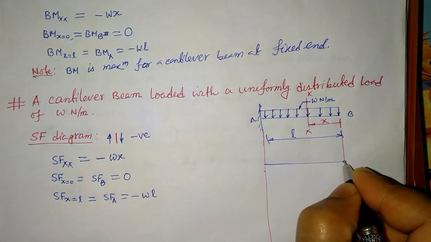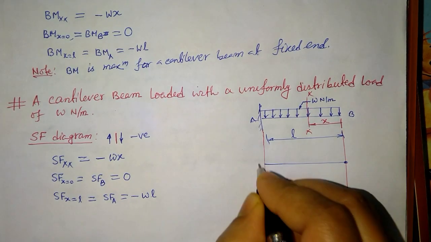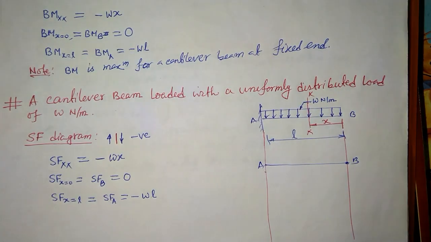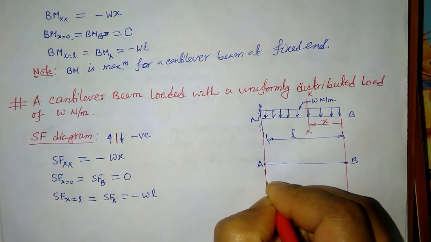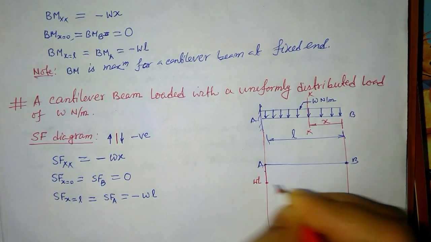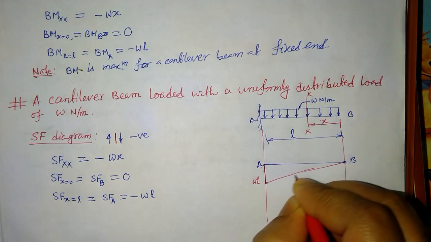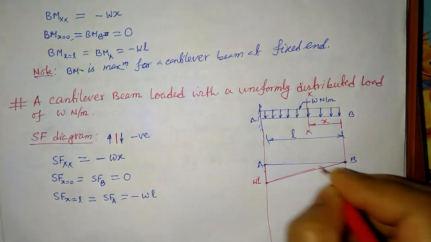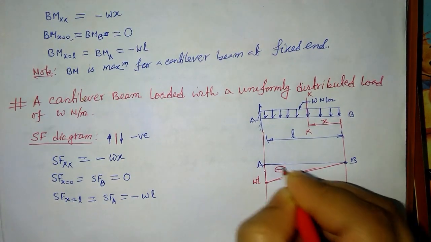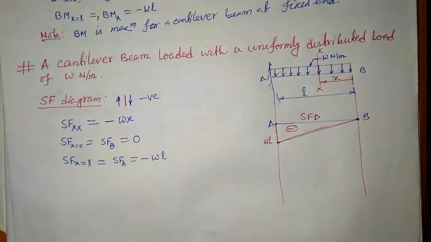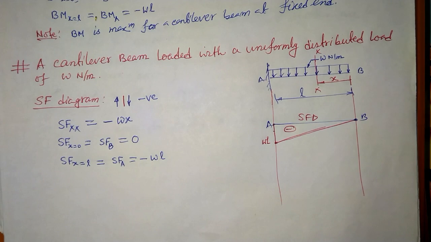So at point B the shear force is 0, and at point A the shear force is minus WL. So this is our WL. Okay, so let's join these two, and this is our shear force diagram or SFD. Okay, so we got the shear force diagram.